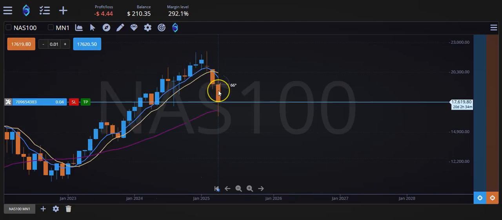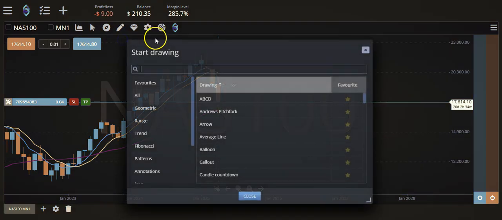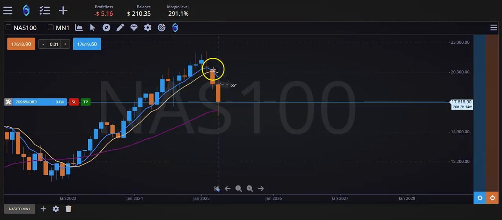This is the monthly time frame, right? Okay. This is a monthly time frame. Let's grab a vertical line real quick. Let's put this right here. Put it right there, okay?